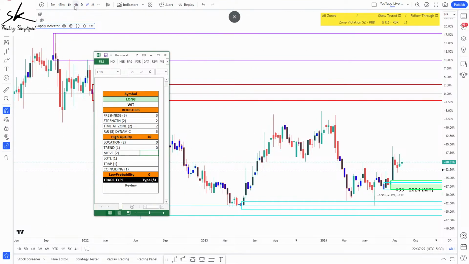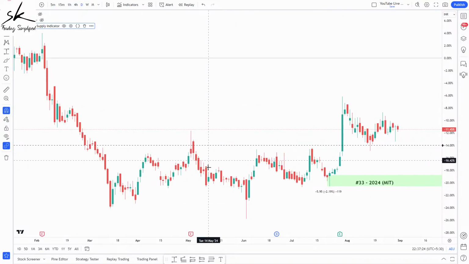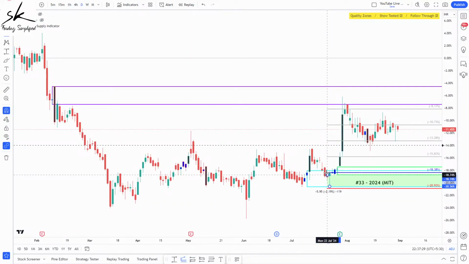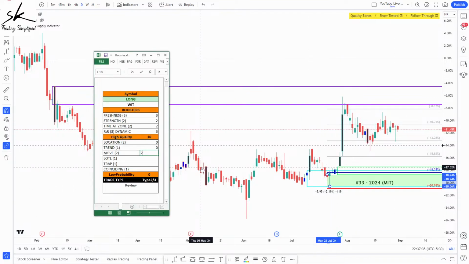Next is move from the zone. We need a minimum 4:1 move, which has already happened. So if I draw it again from here till here and coming back, you can see we have 1:1, 2:1, 3:1, 4:1, probably a little over 5:1 move. So it gets a score of 2. It is definitely a case of level on top of level. It was also coinciding. And talking about trap, I can also give it a score of 1.